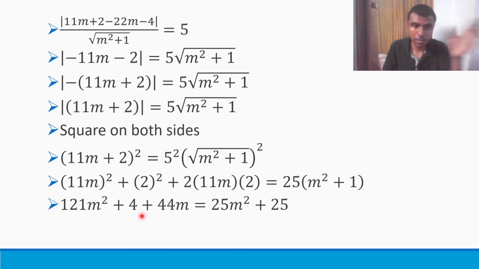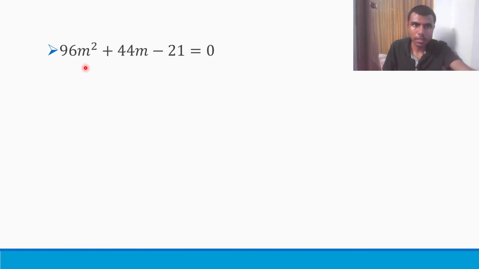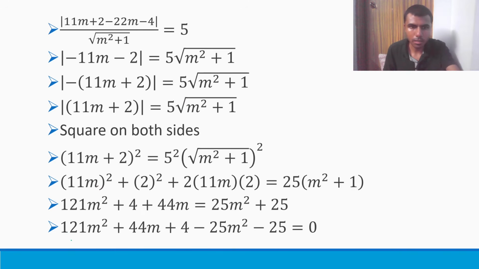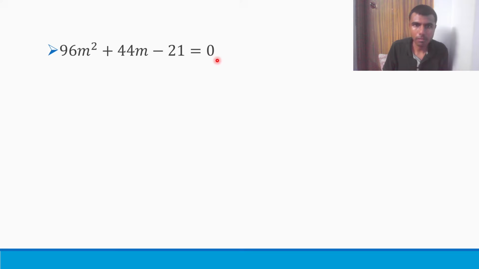Now bring everything to the LHS: minus 25m square minus 25 equal to 0. 121m square minus 25m square is 96m square. And 4 minus 25 is going to be minus 21. So 96m square plus 44m minus 21 equal to 0.